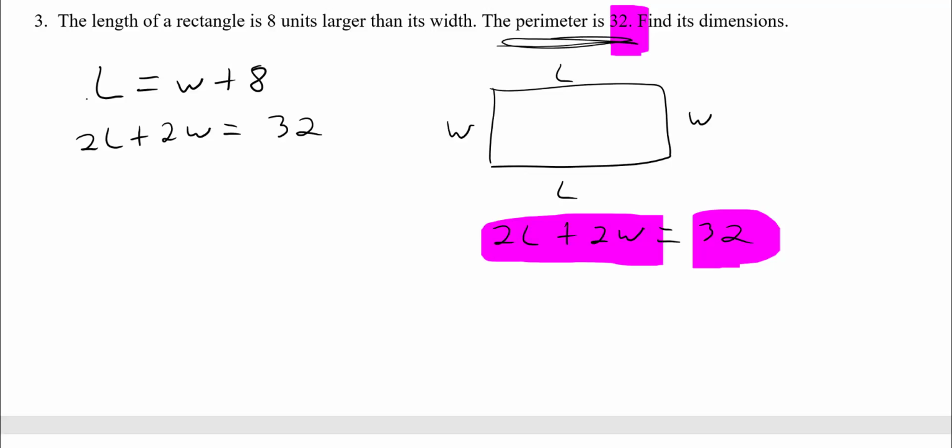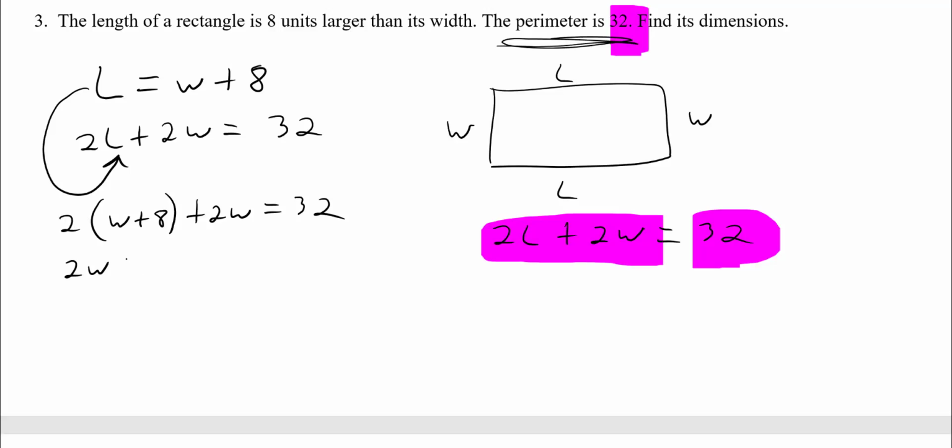Okay, so what are you going to use? You're going to use substitution. Right? So it's 2 times L, which is W plus 8, plus 2W equals 32. Okay, and then we just solve. So we distribute that: 2W plus 16 plus 2W equals 32. And so we get 4W plus 16 is equal to 32.